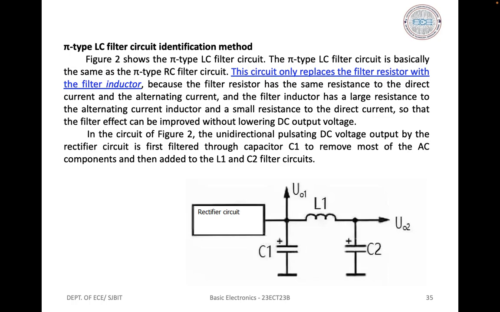Assuming that the inductor winding resistance Rw is very much smaller than the inductor impedance XL, the AC voltage developed across C2 in the circuit is V0 equal to Vi XC2 by XL minus XC2. XL is equal to XC2.